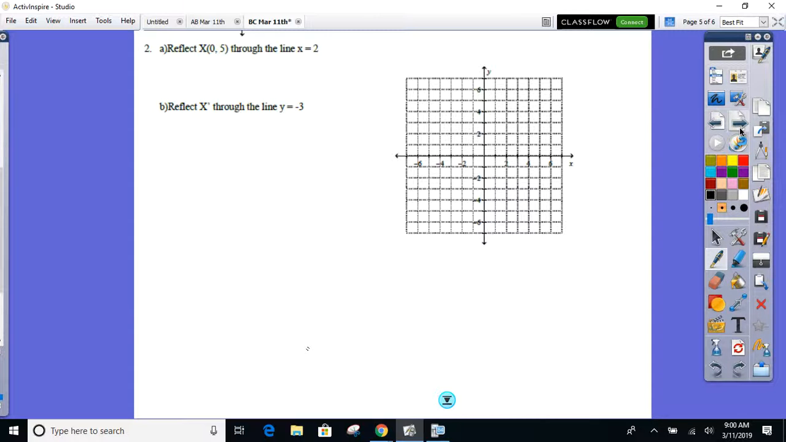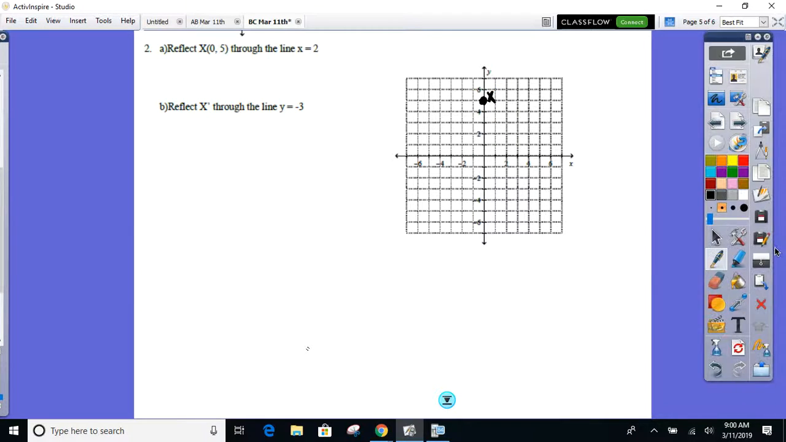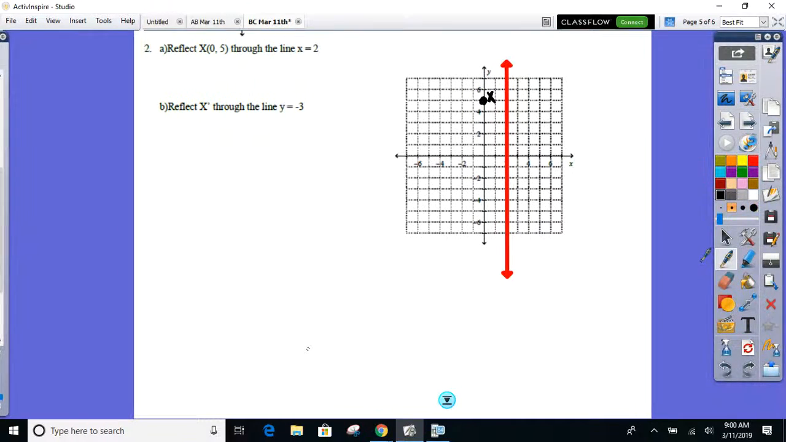Okay, next one. Take 0, 5, call it point X, and reflect that through the line x equals 2. Okay, x equals 2. What type of line you drawing? Vertical, going through 2. There it is. x equals 2. All right.